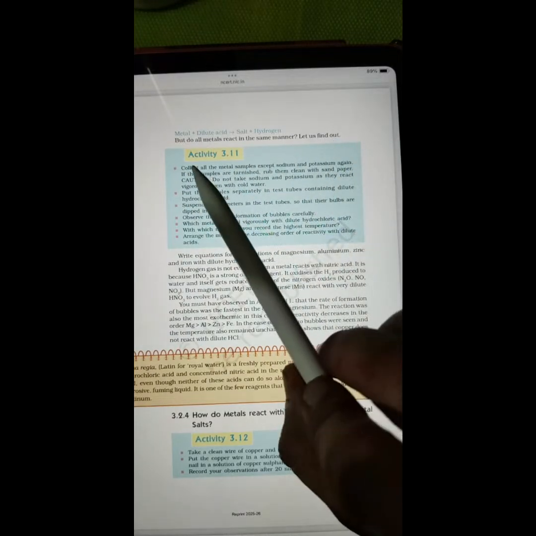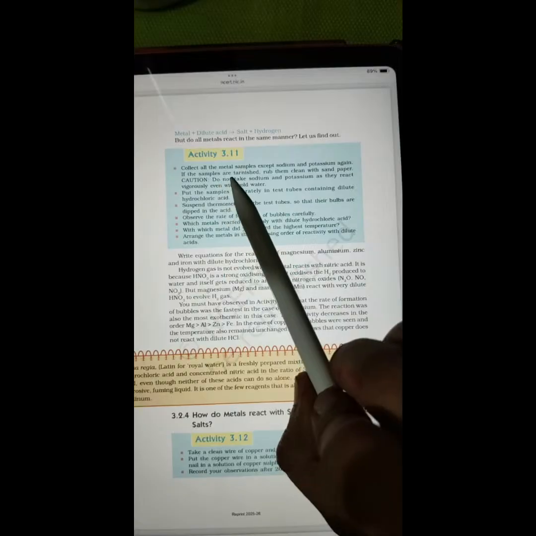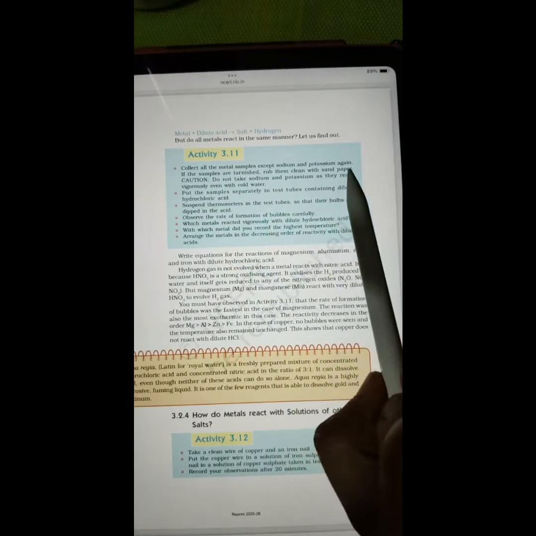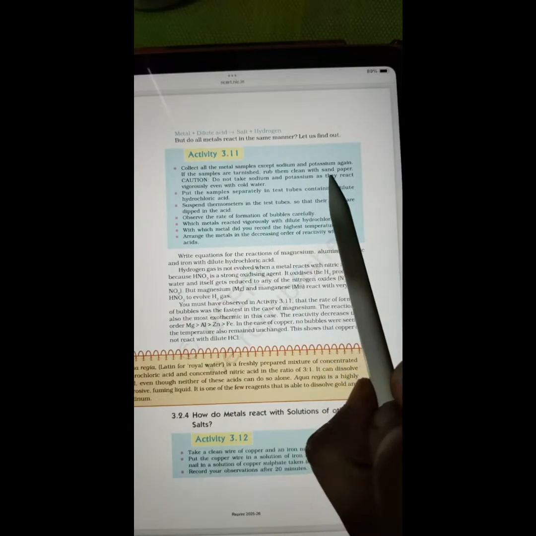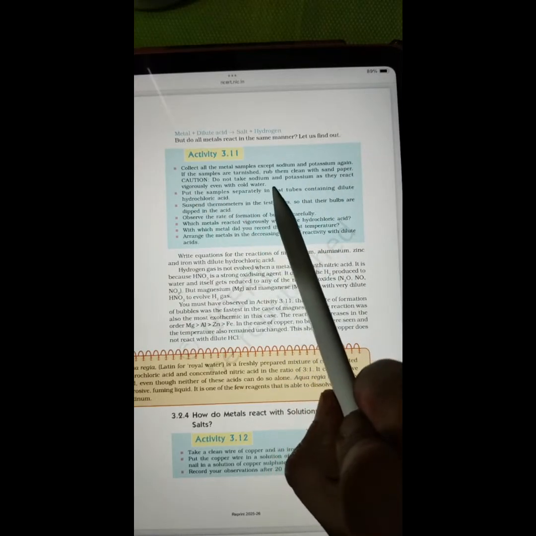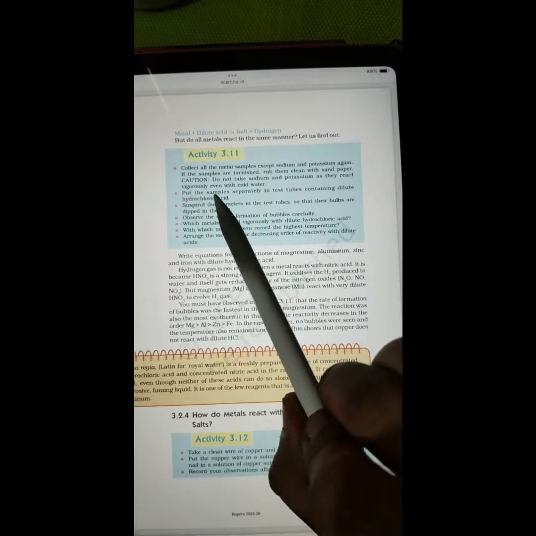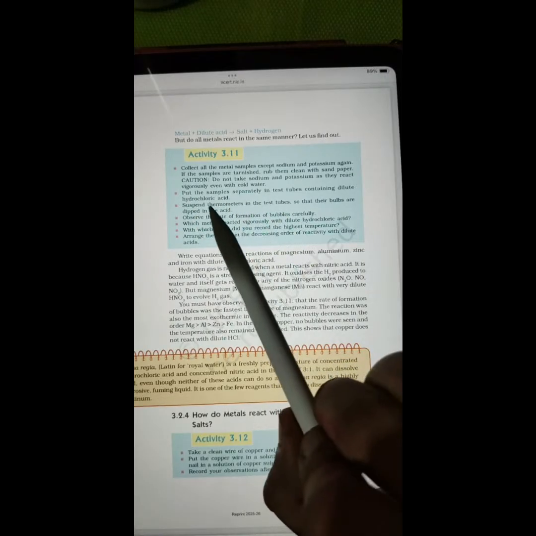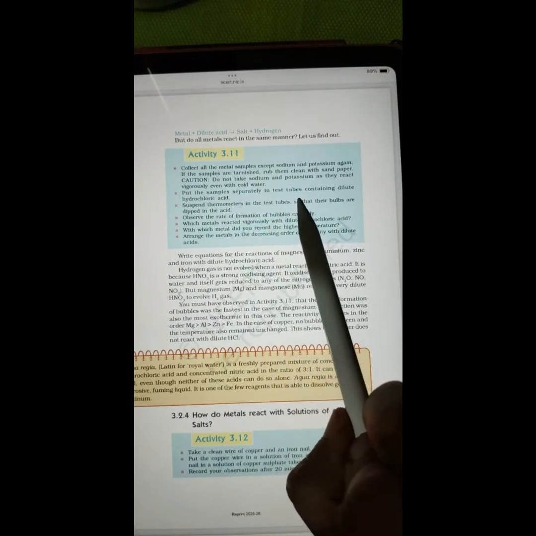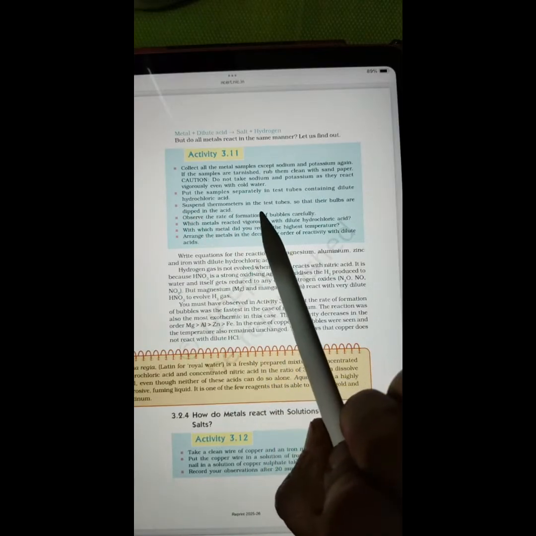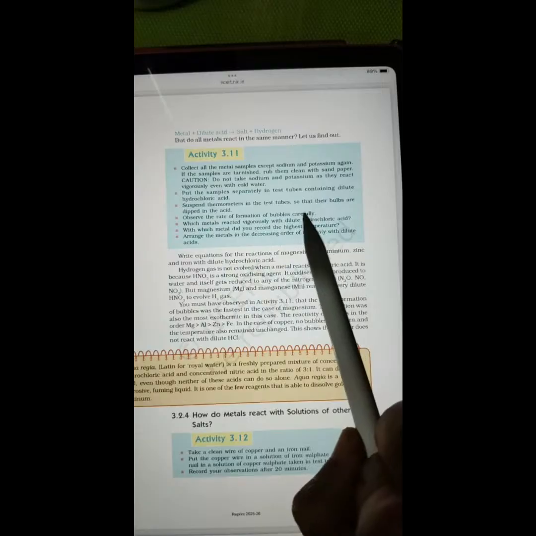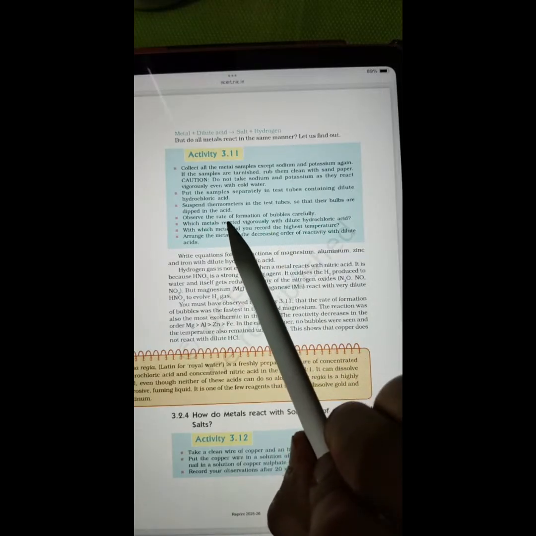Let us find out. Activity 3.11: Collect all the metal samples except sodium and potassium again. If the samples are tarnished, rub them clean with sandpaper. Caution: do not take sodium and potassium as they react vigorously even with cold water. Put the samples separately in test tubes containing dilute hydrochloric acid. Suspend thermometers in the test tubes so that their bulbs are dipped in the acid.